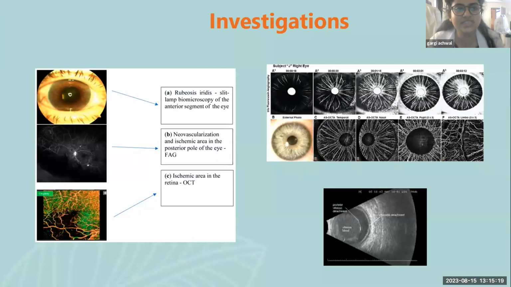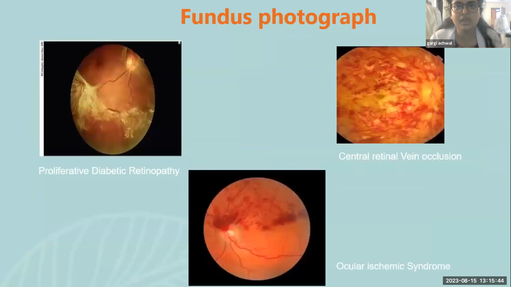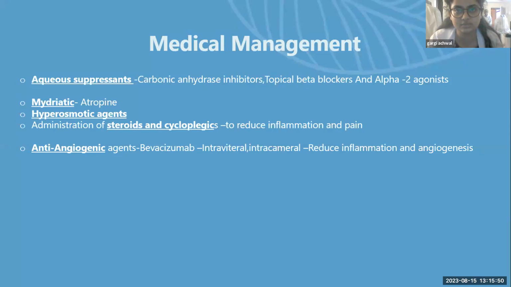First, slit lamp examination is always done, wherein neovascularization is seen on the peripupillary area, followed by the neovascularization seen on the fundus photograph and the ischemic area seen in the OCT. On the right-hand side, we have the ASOCT images, which basically show the peripupillary dilatation and the tuft of vessels. B-scan can be done as well. These are fundus photos of the most common causes of NVG: proliferative diabetic retinopathy, CRVO, and ocular ischemic syndrome.